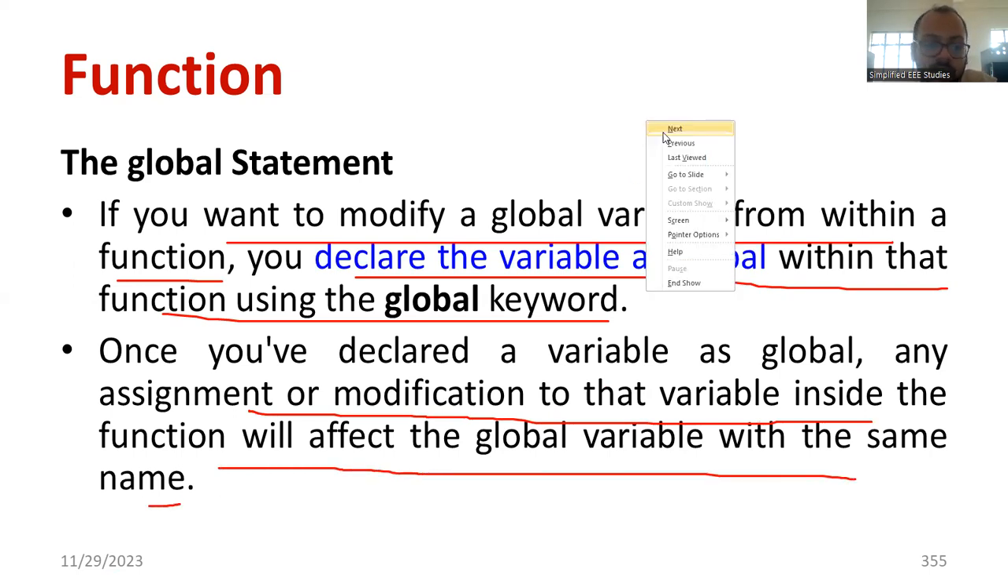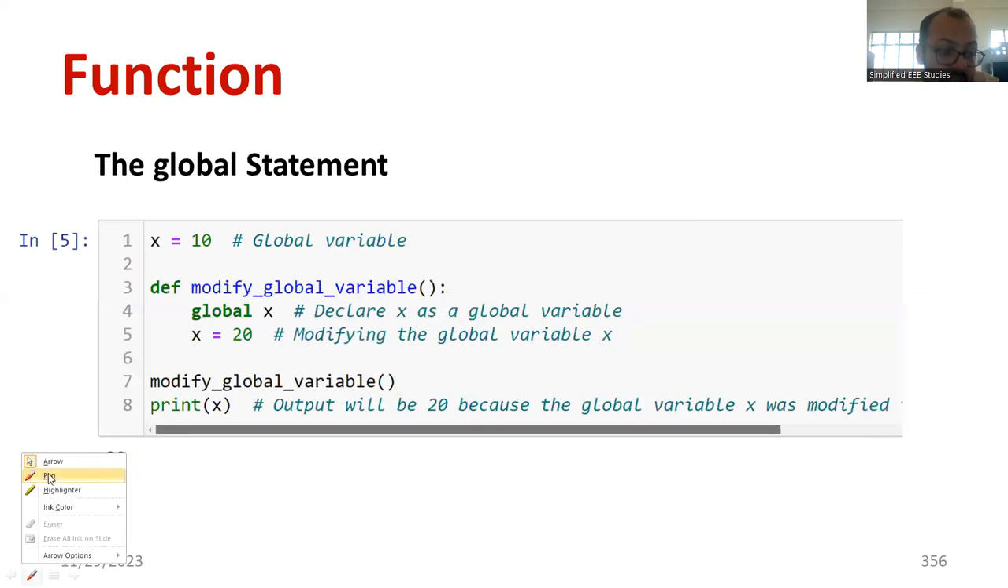So I'll show you with the help of some example. Everybody, please pay attention. This is most important. First of all, I'm going to declare the global variable. What is a global variable? x is equal to 10.